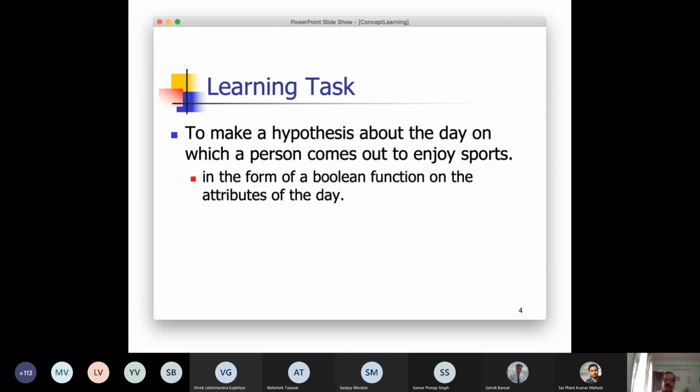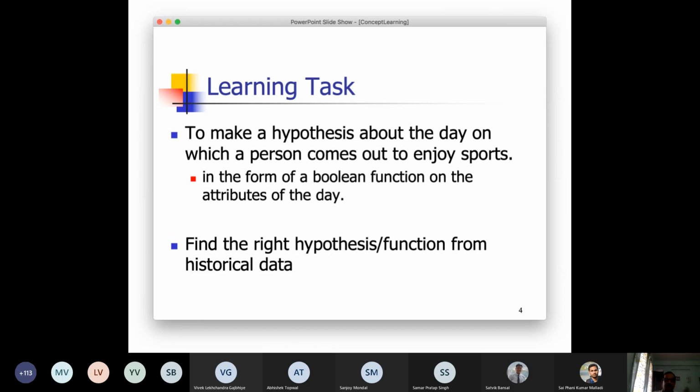It should be in the form of a Boolean function on the attributes of the day, and we'll also see how to express the corresponding Boolean variable given the attribute value. So how the Boolean literals, the variables, are formed, that you will also see. So find the right hypothesis or function from historical data. That is the learning task. You have to express it in the form of a function.